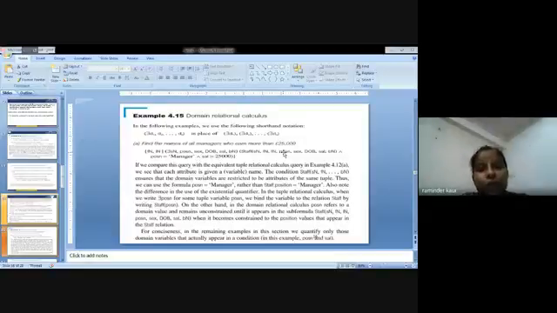So if we compare this query with the equivalent tuple relational calculus query in the previous example, we see that each attribute is given a variable name. You can have a look at the same. So the condition staff, which is holding various types of variables, ensures that the domain variables are restricted to be the attributes of the same tuple. Thus, we can use the formula position is equal to manager rather than staff position is equal to manager here. We are using it here. So note the difference in the use of the existential quantifier. So have a look at the same.